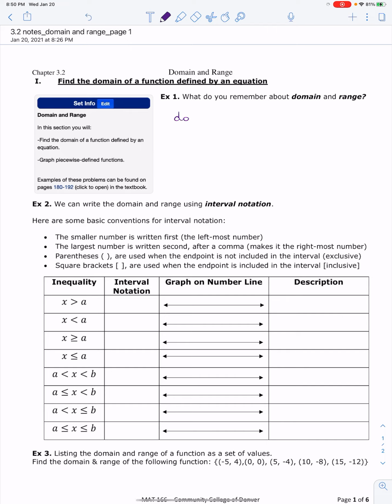So our domain is always all possible x values, our inputs. So all possible x values, or our inputs, and our range then is all possible y values, or our outputs.